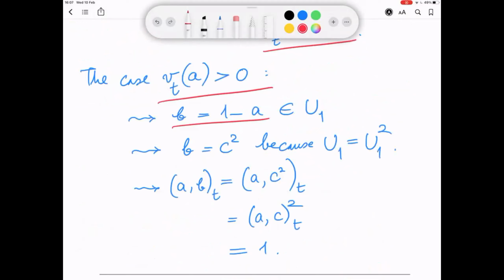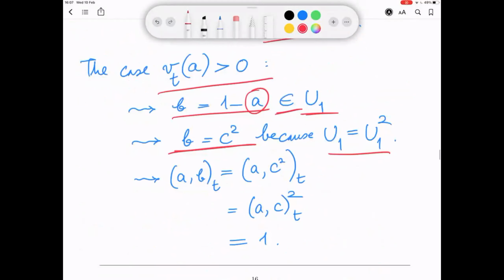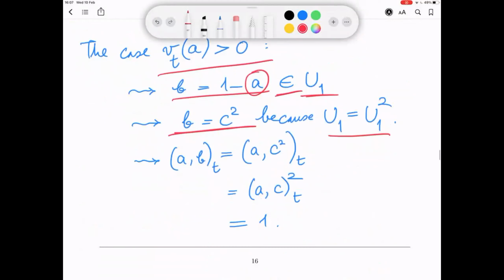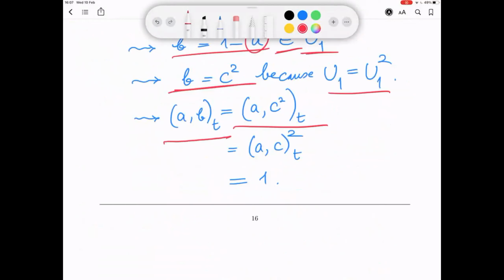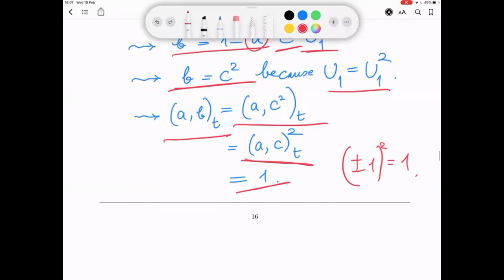Now B is equal to 1 minus A, and the valuation of A is strictly positive. So this B has to be in U1, and everything in U1 is a square, right? So the Hilbert symbol (A,B)_T is going to be (AC squared, T), which is (AC) whole squared, and that is equal to 1, because plus or minus 1 whole squared is equal to 1, right?